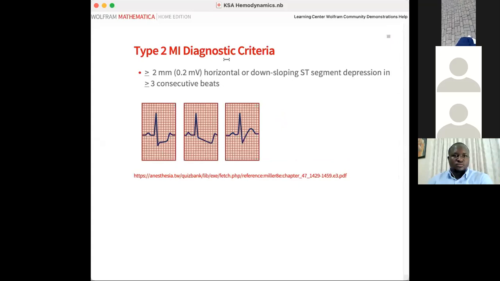So what is the criteria for type 2 MI? Of course, we have a depression of your ST by at least 2 millimeters, which is basically 0.2 millivolts. And they have to either be horizontal or down sloping. The upsloping ones may be normal variants. And this has to be present in at least 2 heartbeats.